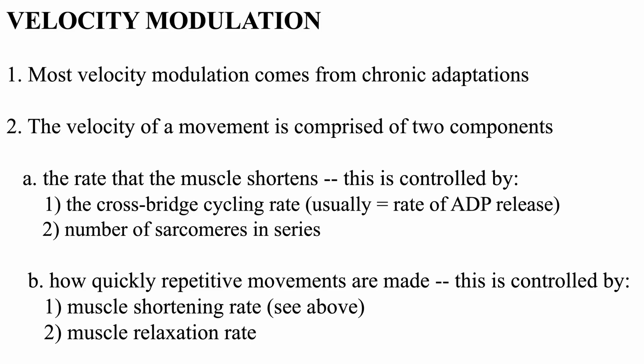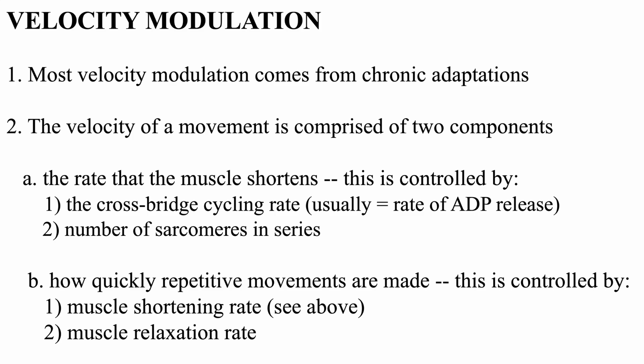So the velocity of movement is comprised of two components. We're looking at one, the rate the muscle shortens, and this is controlled by the cross-bridge cycling rate. That is, what we've been talking about for most of this unit, the rate of ADP release, and also the number of sarcomeres in series. Remember, the number of sarcomeres in series is basically sarcomeres lined up in a row with one another.